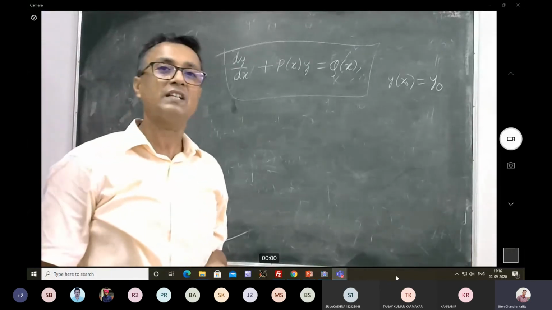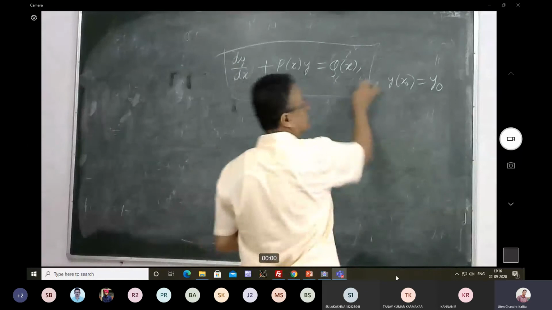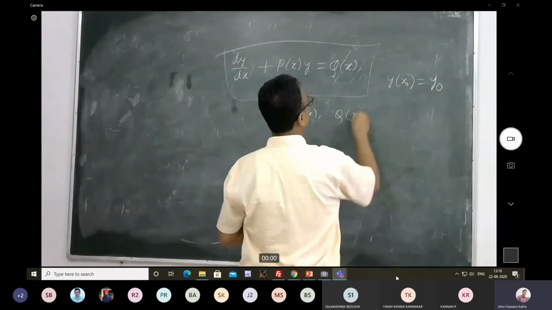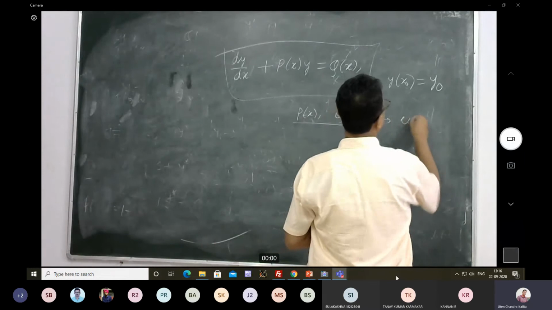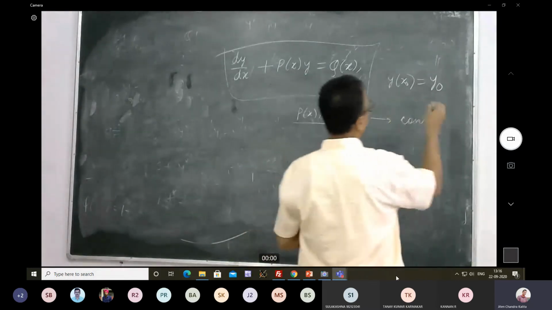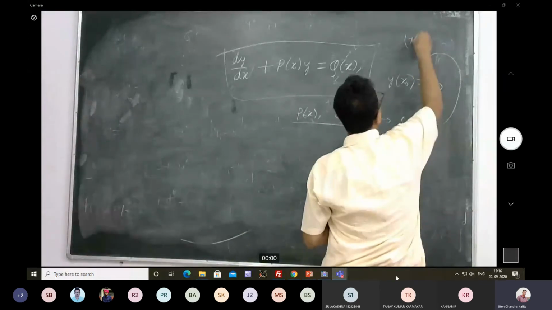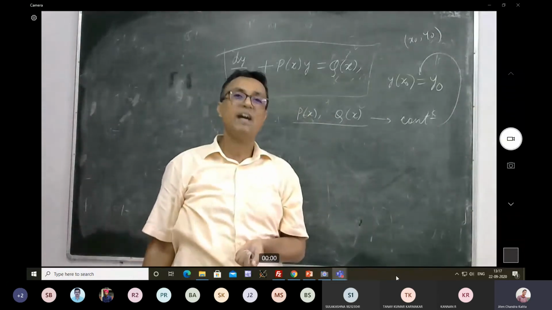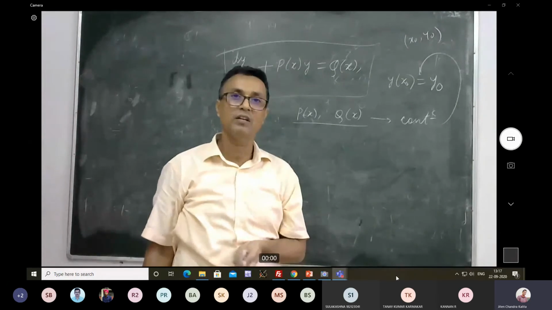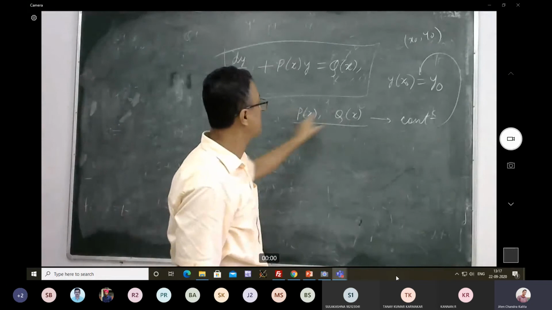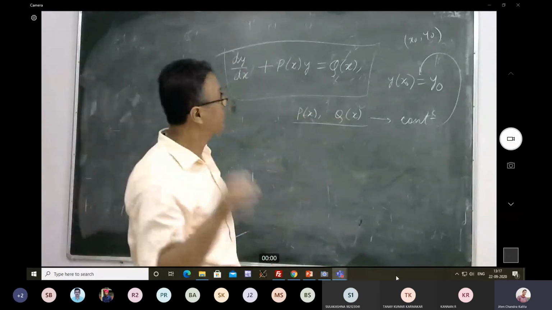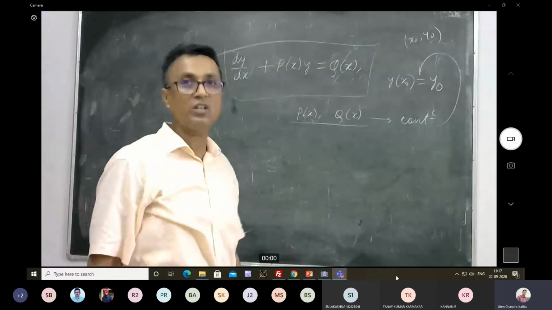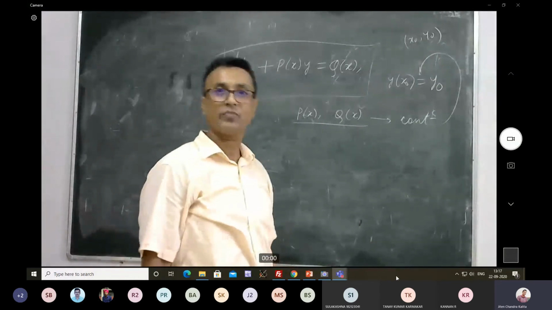What guarantees uniqueness for first order differential equations like this is that P(x) and Q(x) have to be continuous in an open rectangle which contains the point (x0, y0). Earlier, both f and f_y had to be continuous. But now, if P(x) and Q(x), as functions of x, are continuous in an open rectangle containing the point (x0, y0), then this initial value problem has a unique solution in the neighborhood of the point x0.